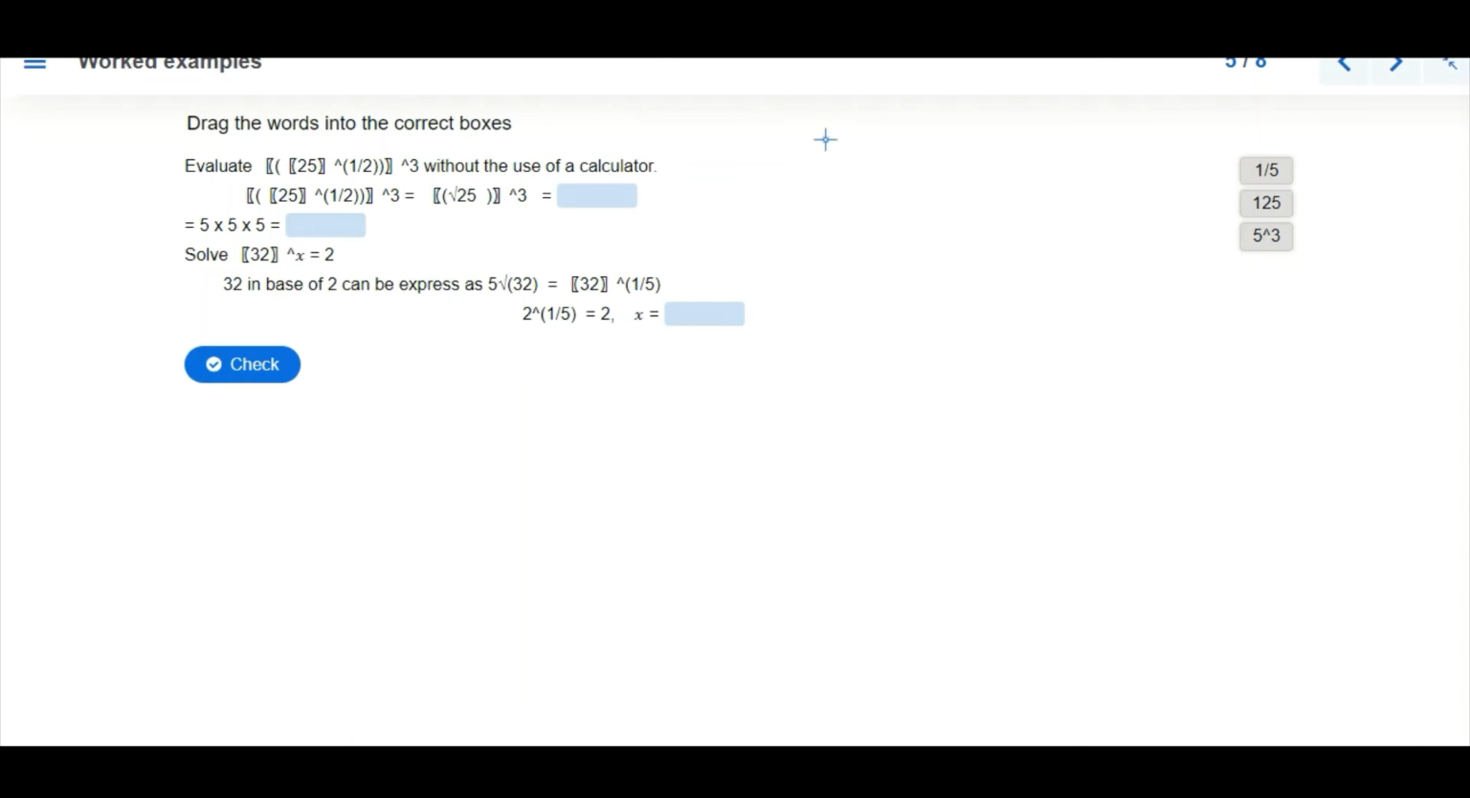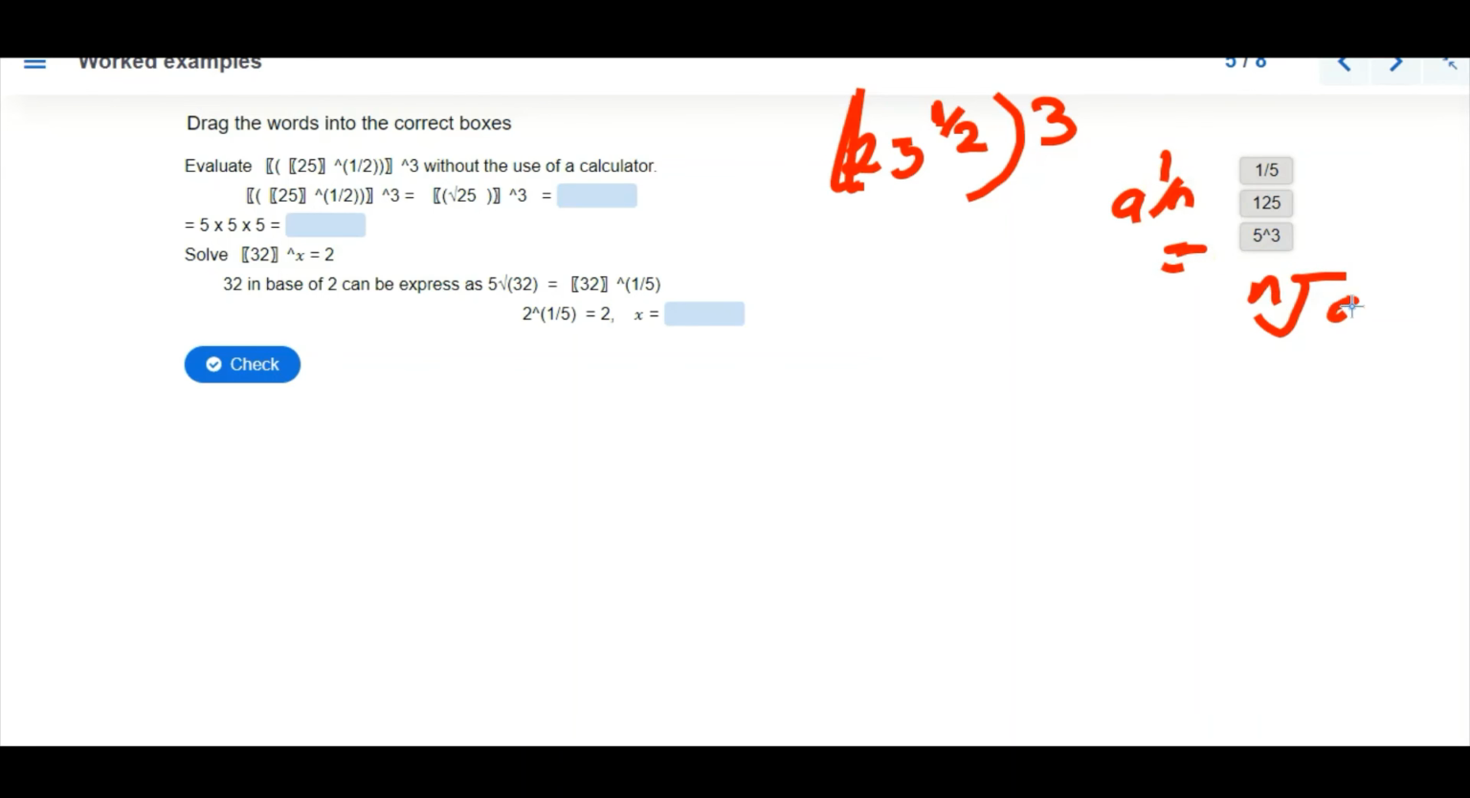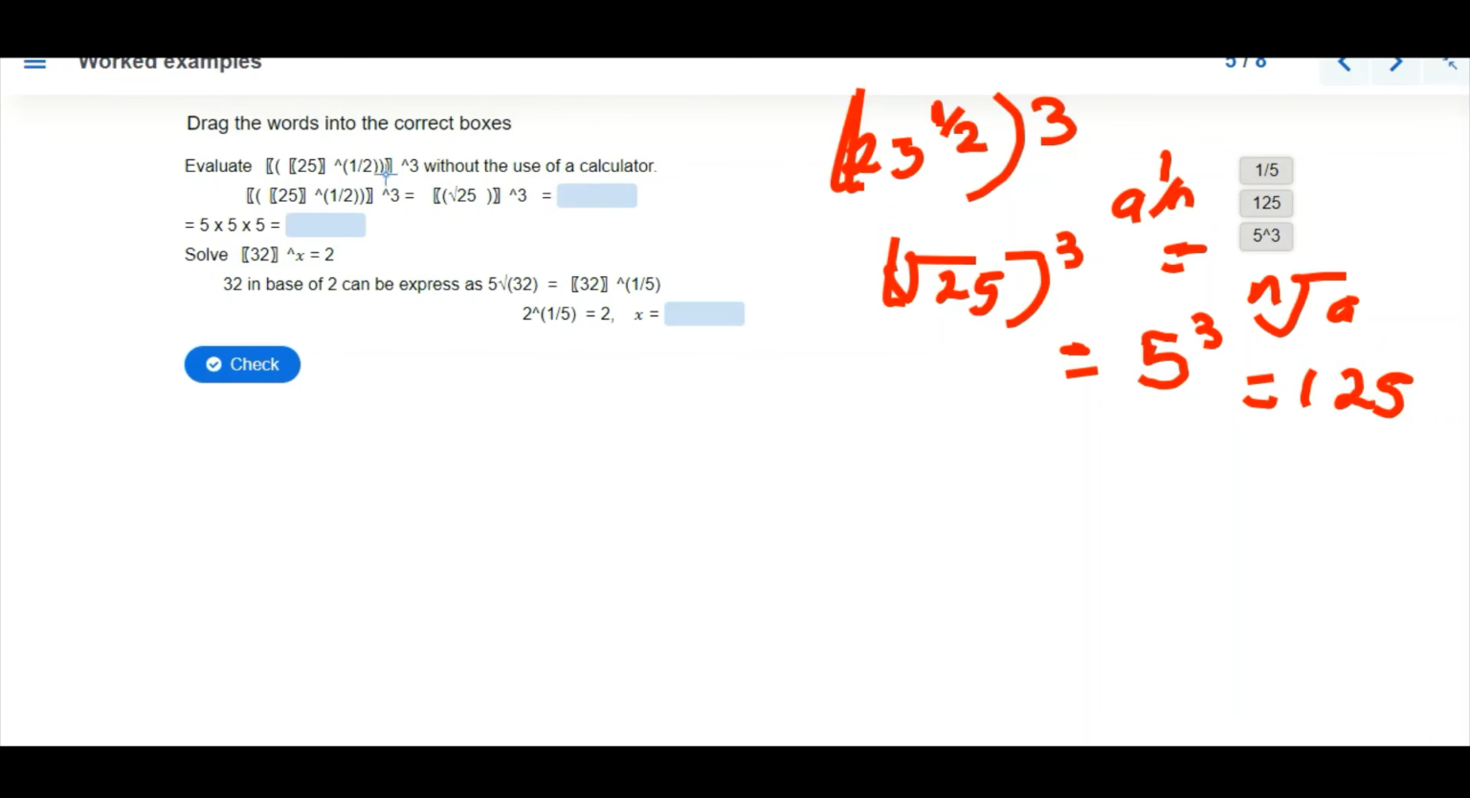Quickly, let's solve. For the first one, we have 25 raised to power half, everything raised to power 3. Now remember, whenever you have something like a raised to power 1 over n, we can write it as the nth root of a. So we can have this as the square root of 25, everything raised to power 3. What is the square root of 25? The square root of 25 is 5. So we have 5 raised to power 3. What is 5 raised to power 3? That is 5 in 3 places, 5 times 5 times 5, which is 125. So the answer for this first example is 125.